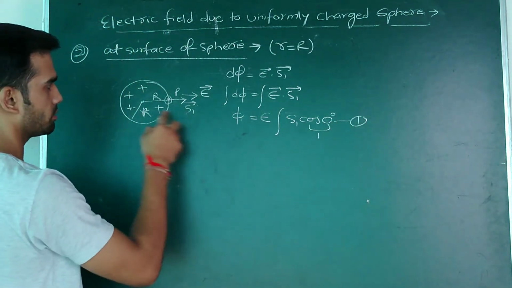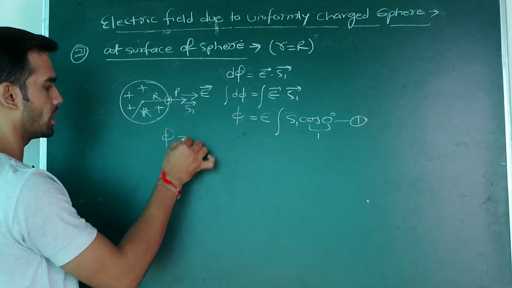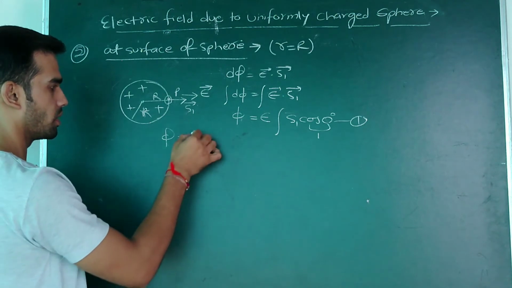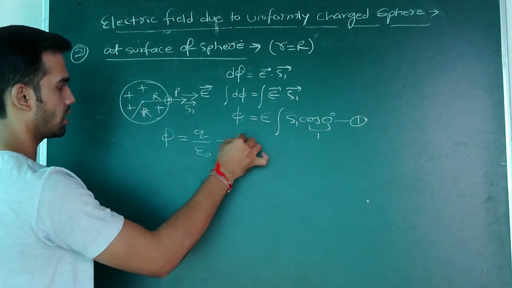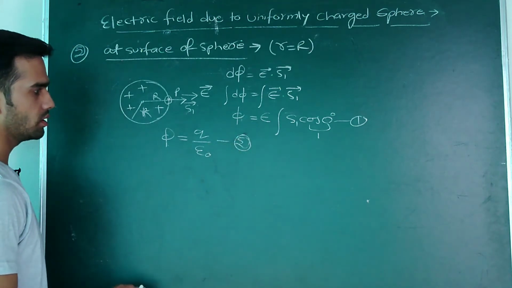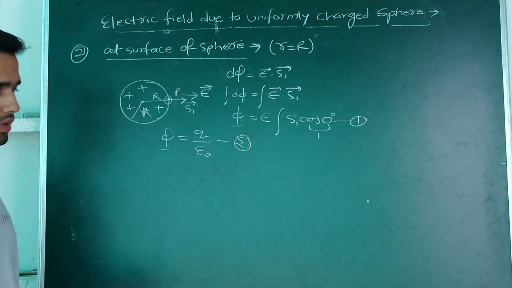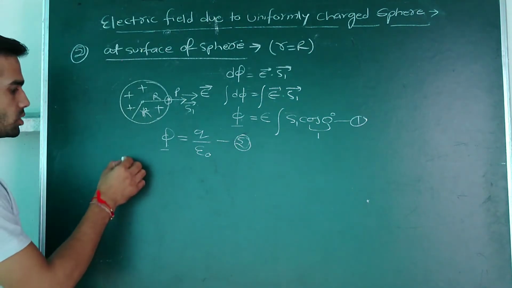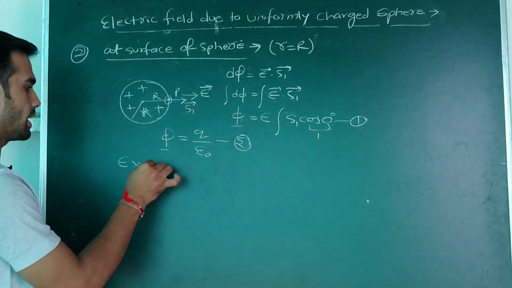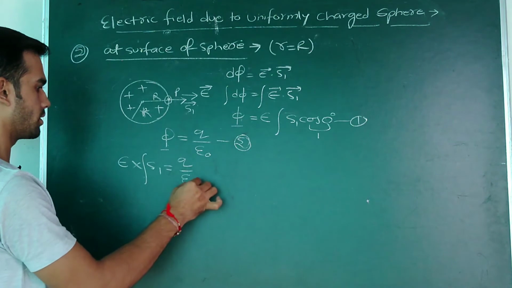This is the total flux passing through the Gaussian surface. Now the same flux can be calculated with the help of Gauss law, which is total charge upon epsilon naught. Equation number 1 and equation number 2 both represent the same result, so we can equate both equations: E into integration of S1 and Q upon epsilon naught.